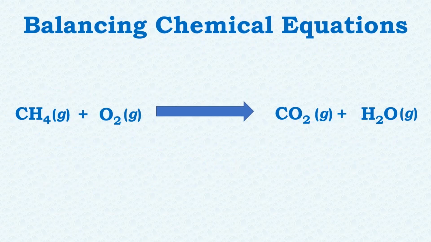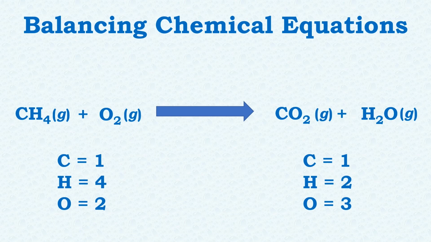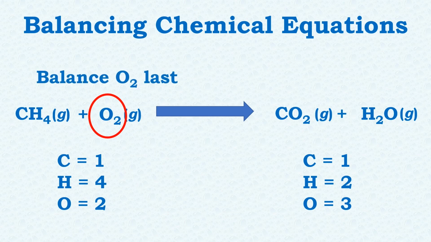In an earlier video, I showed the reaction of methane with oxygen to yield carbon dioxide and water. Here, the carbon is balanced, but the hydrogen and oxygen are not. Notice that oxygen on the reactant side is in its elemental form. In other words, oxygen atoms are not bonded to anything else. Only oxygen, O2, is present. Let's balance the O2 last. In this example, since the carbon is already balanced, we can balance hydrogen first.